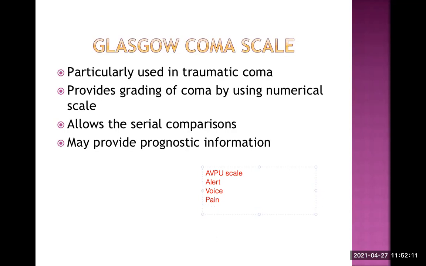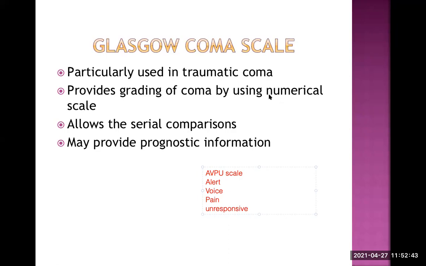And U means Unresponsive, or unconscious. So this is called the AVPU scale, very commonly used in clinical practice. These are very easy to do, but it has some connection with the Glasgow Coma Scale according to the particular score. Now, the Glasgow Coma Scale provides grading of the coma by using a numerical scale.